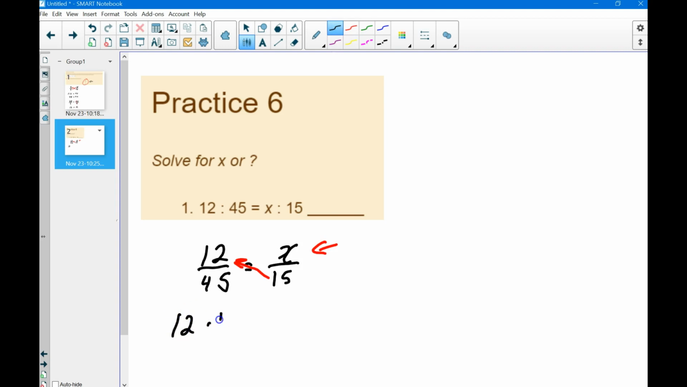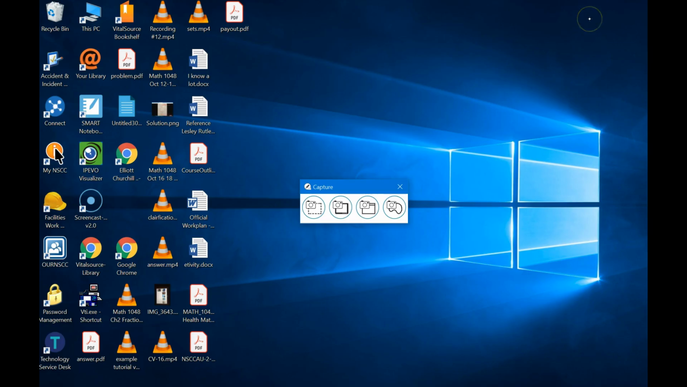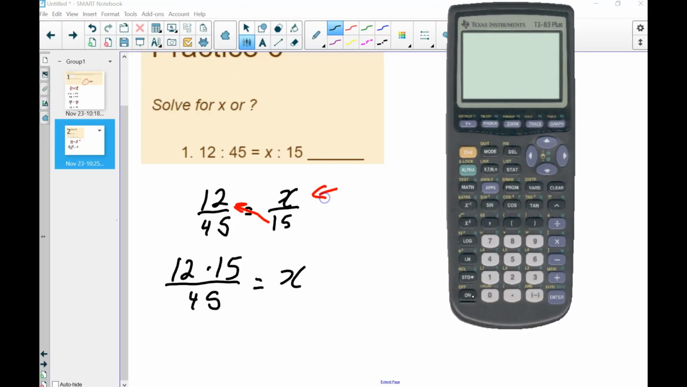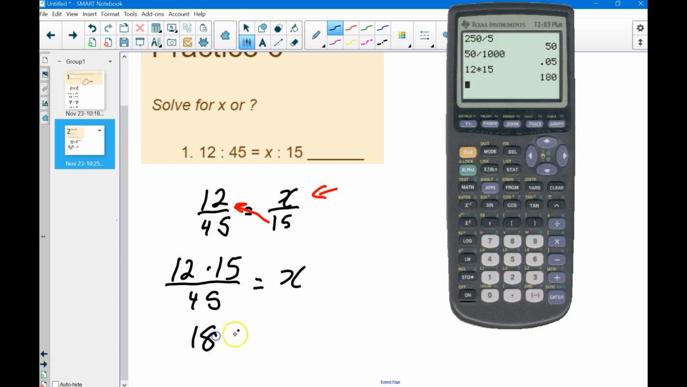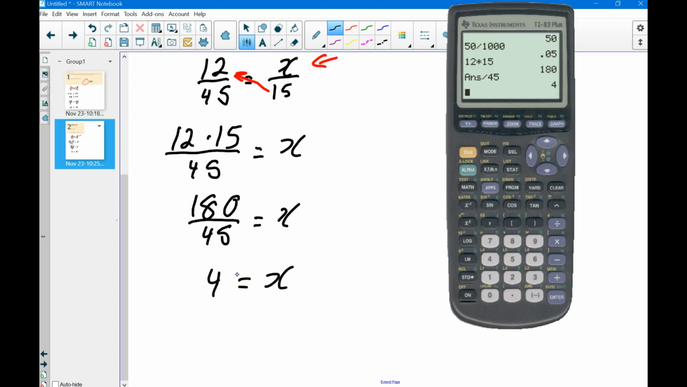If I go 12 times 15 over 45, it just saves me an extra step where I haven't got to divide by 45 again later. 12 times 15 gives me 180. 180 over 45 gives me the x. Dividing by 45, I get 4. So you see that time I didn't do the full cross multiply. I could, but then I ended up dividing by 45 anyway. When the x is in the denominator, on the bottom, you have to completely cross multiply. I'll do one like that in a second.